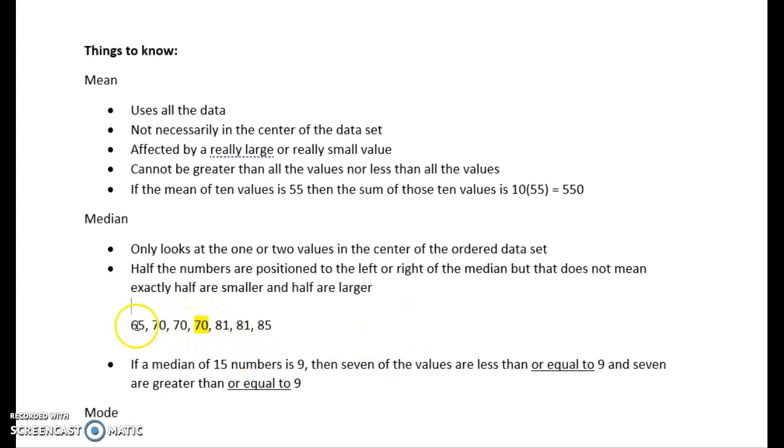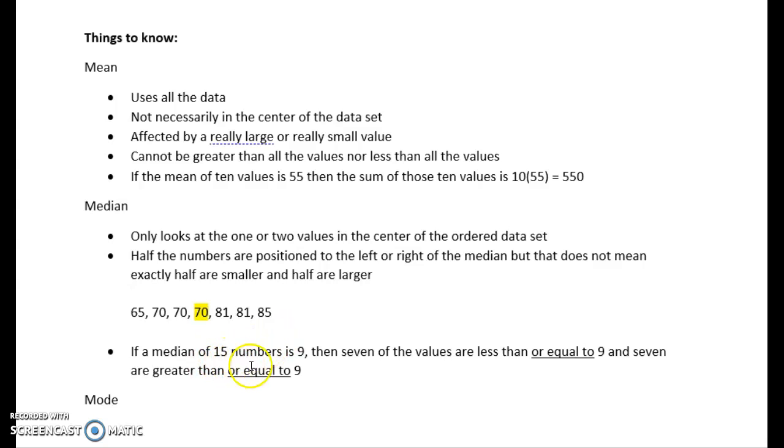I have 3 values that are positioned to the left and 3 values that are positioned to the right. But if I look at the values that are positioned to the left, they're not all smaller than the median. Some of them are actually equal to the median. If I look at the values positioned on the right, they happen to all be larger than the median, but that's not always true. Some of them could be the same as the median.